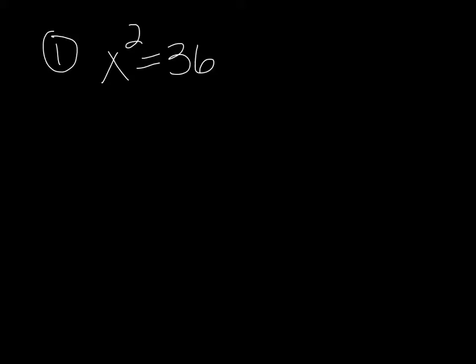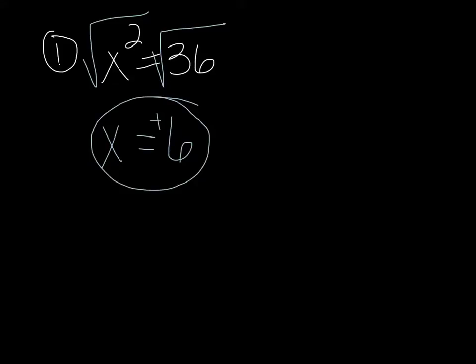We have x squared equals 36. The first thing you need to remember on these is that the x needs to be by itself. So the x squared in this case needs to be by itself, and it is by itself here. So I'm going to go ahead and take the square root of both sides. The square root of x squared is x, and then the square root of 36 is 6. So my answer in this case is plus or minus 6. Whenever you take the square root, it's always going to be a plus or minus.